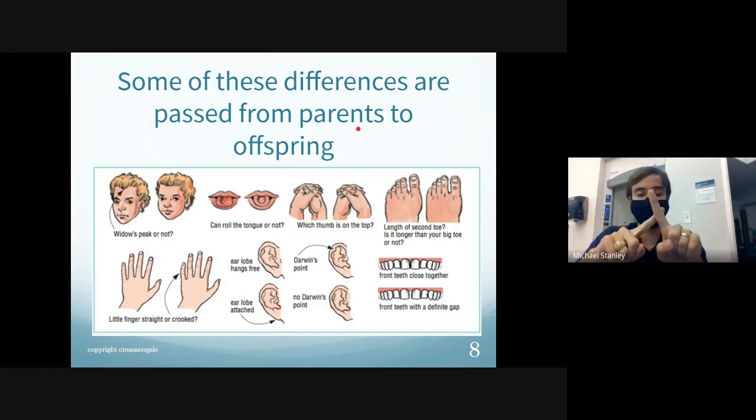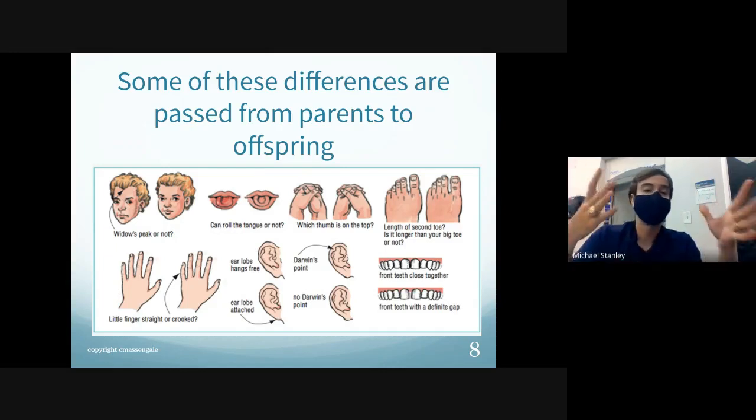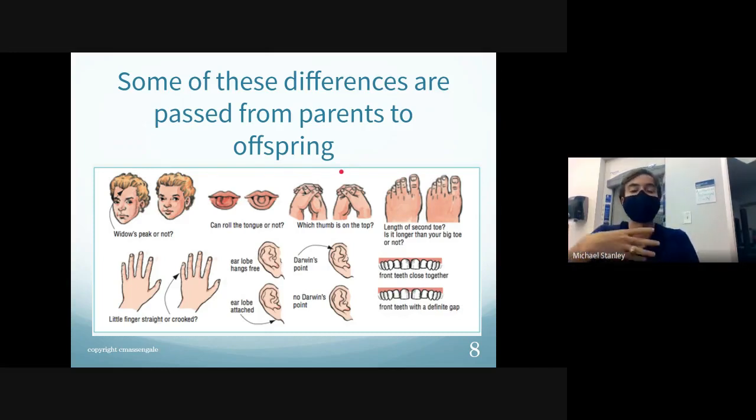So we have different traits across the population, and we can inherit those traits from our parents, and more importantly, we can pass those traits down to our offspring. So if there's something in us that makes us better at eating or finding shelter or finding a mate than the others, we want to be able to pass that down to our offspring so they can be successful at it as well.